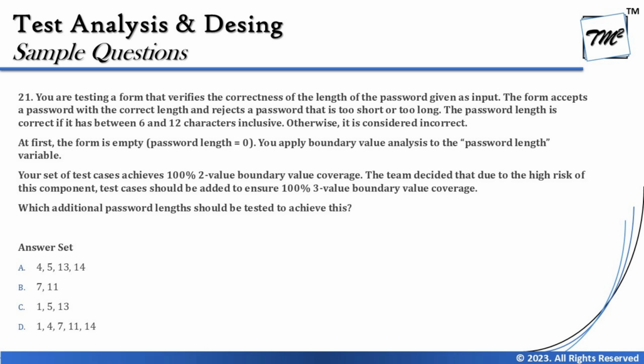So they've clearly defined that too short and too long are not accepted, but there is a correct length. The password length is correct if it is between 6 and 12 characters, inclusive of both values. That means anything between 6 to 12 would be accepted as valid values. Otherwise, it is considered incorrect. Now, at first, the form is empty. Now, this is the most important part of this question, because 0 is also being created as a boundary here. The reason is I need to check that when the form is loaded by default, it should have no value in it, right? And that becomes a measurable criterion.